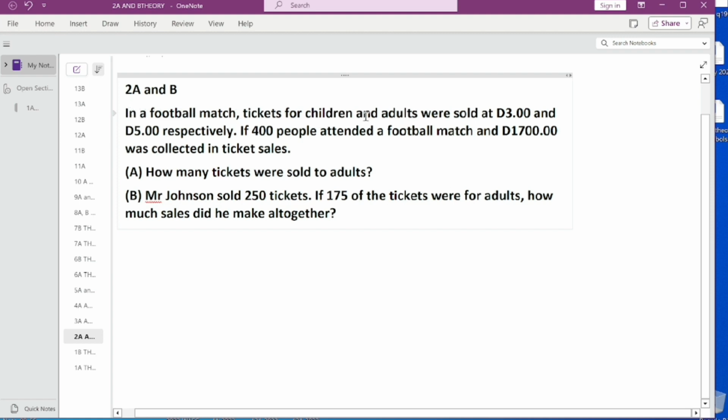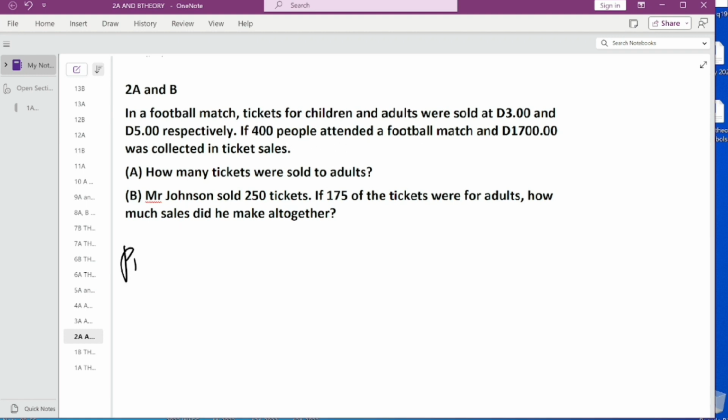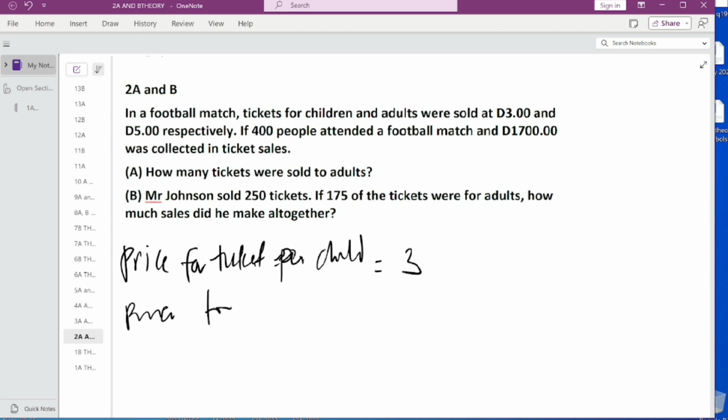In a football match, tickets for children and adults were sold at D3 and D5 respectively, meaning the children come first while the adults come next. In our currency, for the adults it might be 5 naira, for the children it might be 3 naira per child. So let's take that into note. Price for tickets per child is 3. Price for tickets per adult is 5.